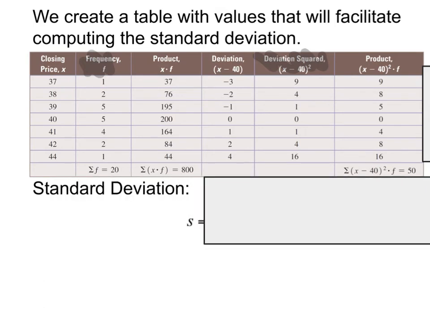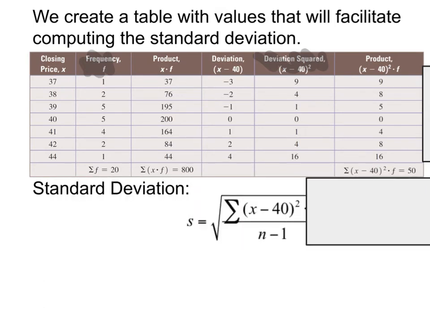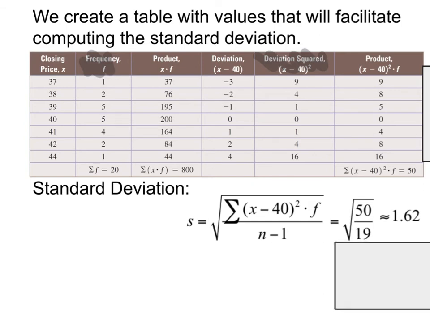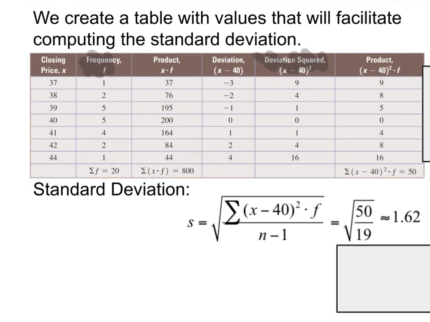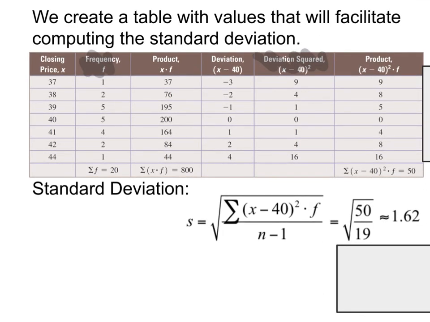Now, to finish this process, we're going to take our answer out of the table and get our standard deviation. s is the square root of the sum of the squared deviations times the frequency, divided by n minus 1. 50 divided by 19, because n minus 1 is 19, and the square root of that is approximately 1.62. So our standard deviation for this set of data is 1.62, and that's a measure of how spread out the data set is.